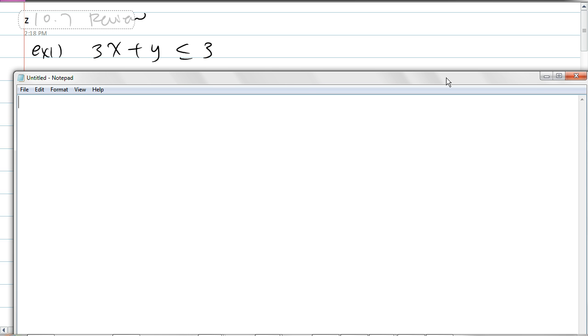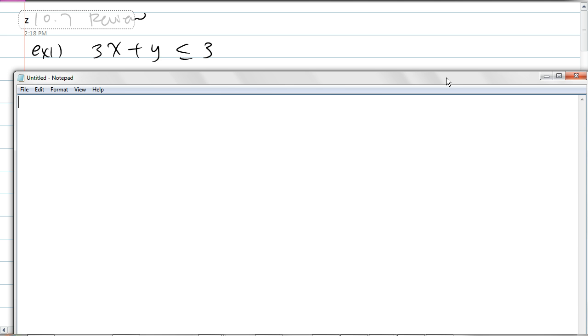Okay, so what should we do first? Yeah, make it so that it looks like a slope-intercept form. Is it really a slope-intercept form? No, because for slope-intercept form you need an equal sign, right? But this one is an inequality. But you know what I mean. Okay, so what do we do first?